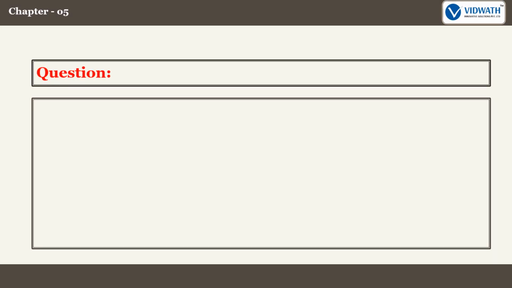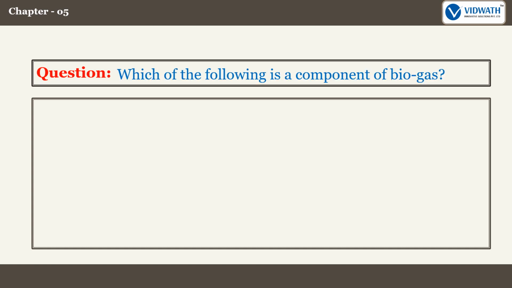Let us now check our understanding. Question: which of the following is a component of biogas? Option A. Methane. Option B. LPG. Option C. CNG. Option D. Hydrogen sulfide. The correct answer is option A. Methane.